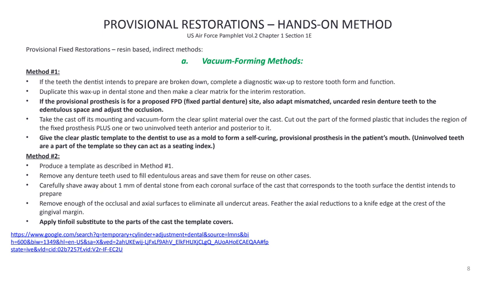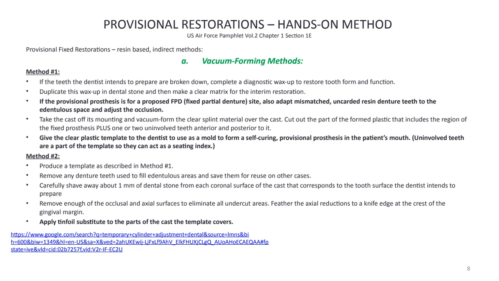So in other words, we have the preliminary cast. The doctor sends us the impression with the missing teeth. So we pour up that impression, we wax up the missing teeth, and then now we're ready to duplicate that cast in dental stone.